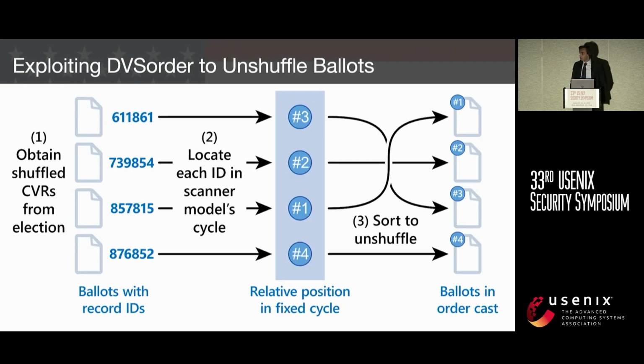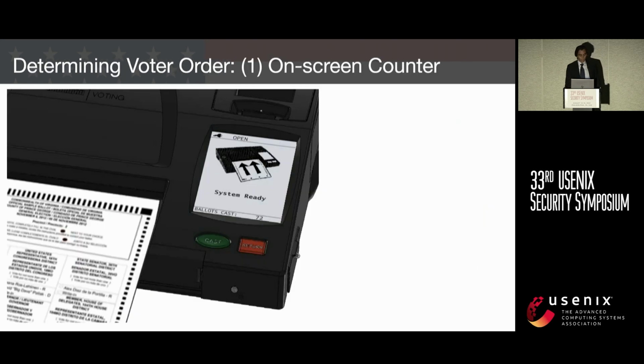Once you know the sequence, or you know how to derive it, you can trivially unshuffle the ballots to determine the exact order in which they were cast. But how do we go from ballot order to de-anonymized ballots? Well, it turns out that the order in which people vote isn't treated as a secret in US elections. And there are a lot of different ways you can learn it.